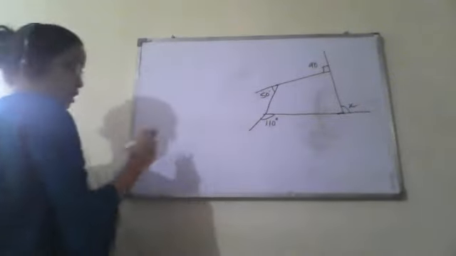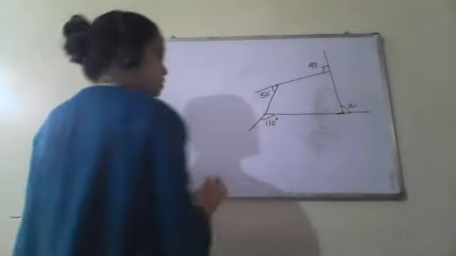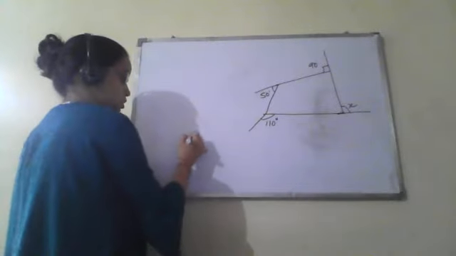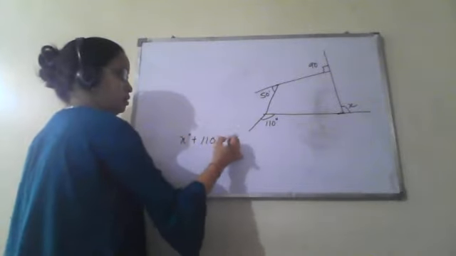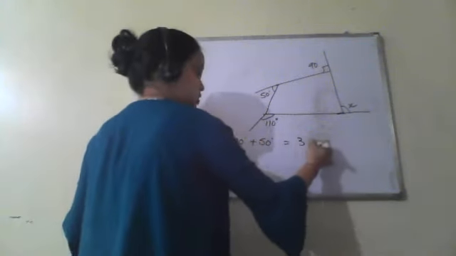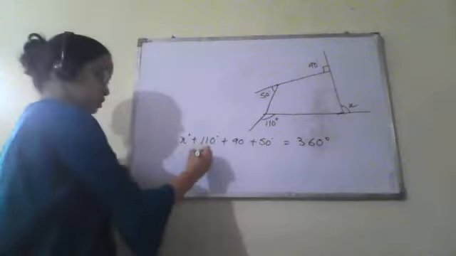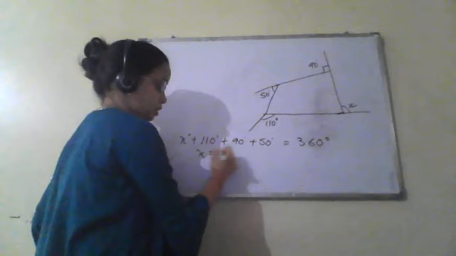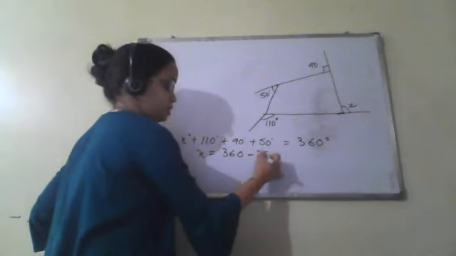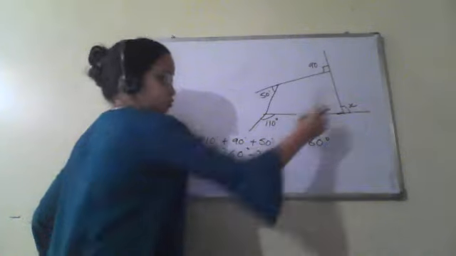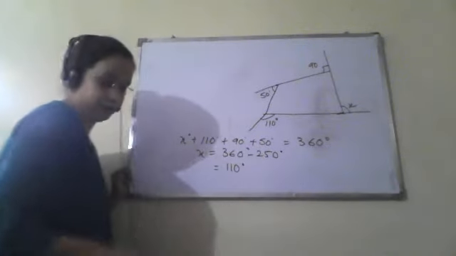How to calculate x? I have explained that the sum of all the exterior angles of a polygon is 360 degrees. So we will add and subtract from 360. So x plus 110 plus 90 plus 50 equals 360 degrees. So x will be 360 minus 250, since 110 plus 90 is 200, and plus 50 is 250. It will come out to be 110 degrees. So the value of this angle will be 110.